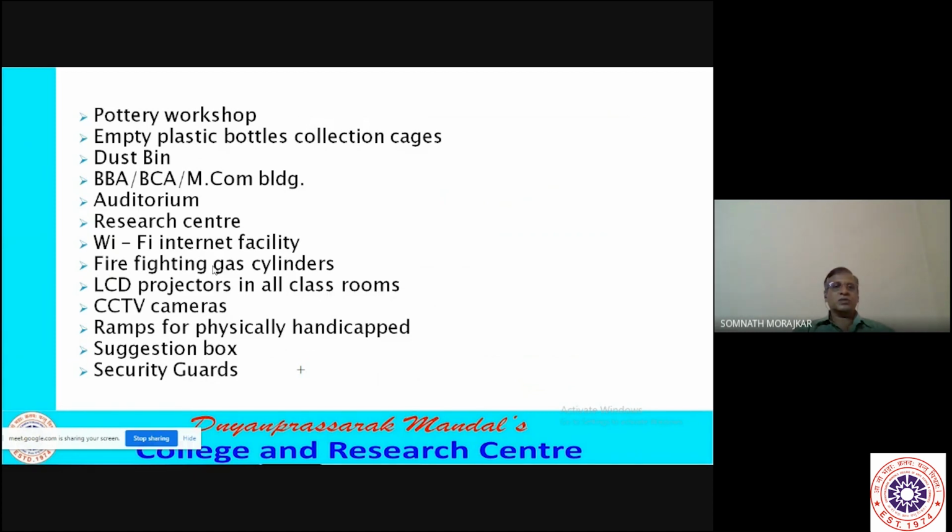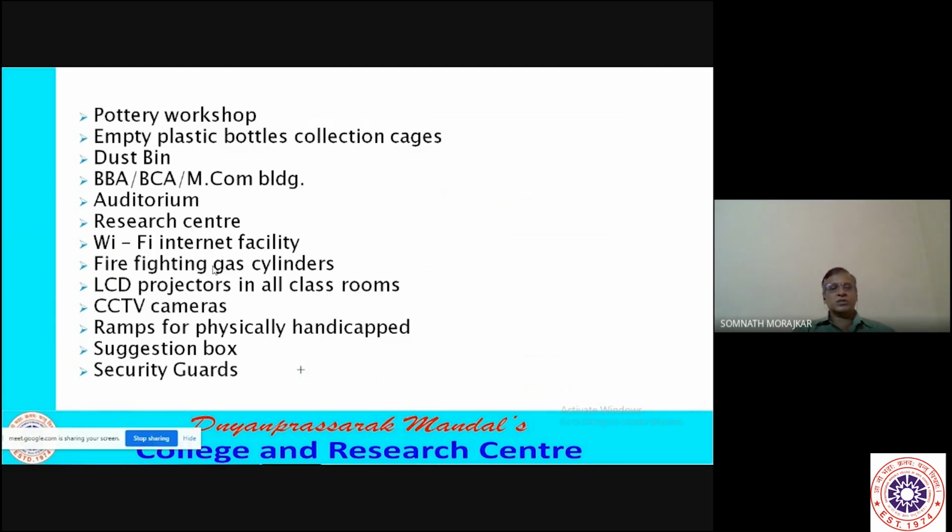All the buildings are installed with firefighting gas cylinders. LCD projectors are also installed in all classrooms. All buildings have CCTV cameras. They capture live images and transmit them to the principal in the principal's cabin. Then we have also built a ramp for the physically handicapped.